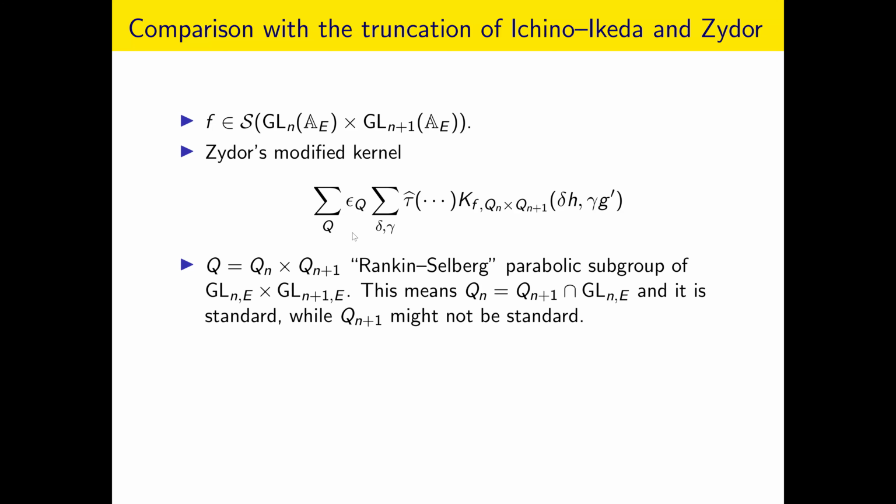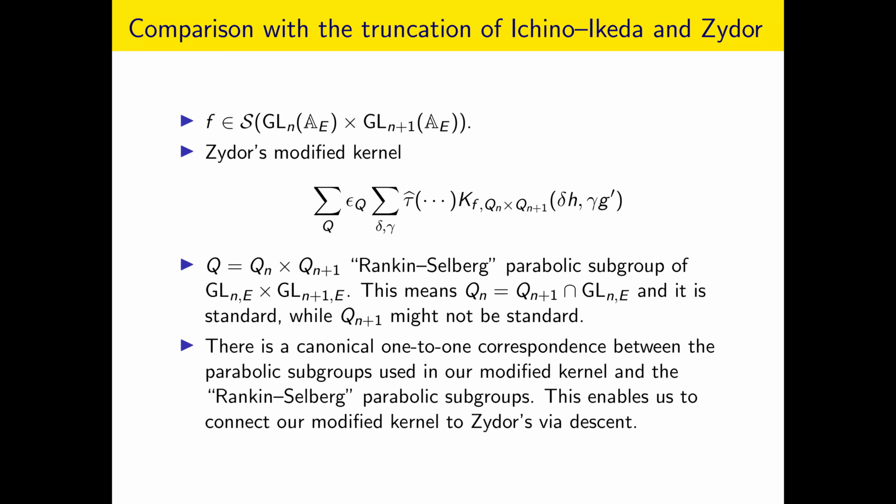But with one thing to note, Qn has to be standard. That is, the smaller parabolic subgroup needs to be standard, but the bigger one does not. The bigger one might or might not be standard. It's a semi-standard parabolic subgroup such that the intersection with the smaller one is standard. So we're making use of not just the standard parabolic subgroups, but some non-standard ones.